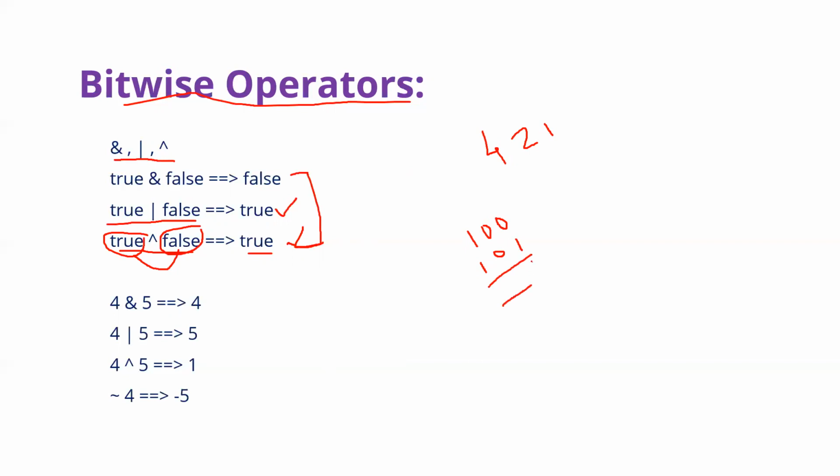Now, logical AND means if both are 1, then only 1, otherwise 0. In that case, 0 and 1, you will get 0. 0 and 0, you will get 0. 1 and 1, you will get 1. This is the binary code of what? This is the binary code of 4, right?